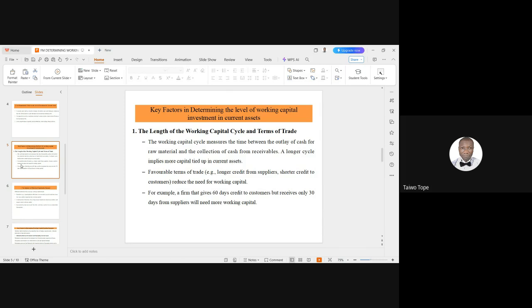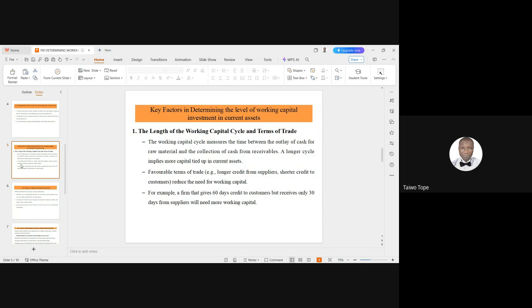So the conservative policy maintains high levels of current assets, such as larger inventories, higher cash balances, and so on. One of the advantages is that it reduces the risk of running out of stock or cash, and it also ensures smoother operations.